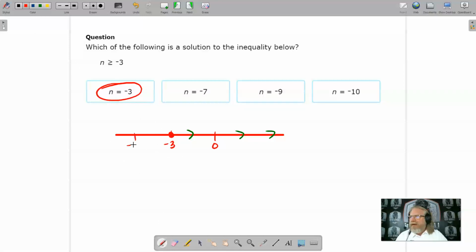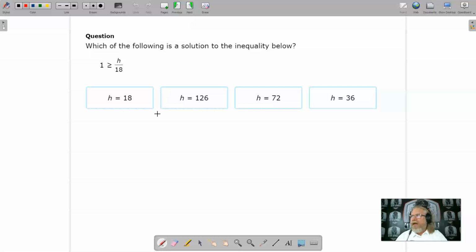-7 is going to be down here someplace. -9 is going to be even further down. And -10 is going to be even further down. So there's only one correct answer here. Plus, whenever it says which of the following is a solution, that's singular. Notice it doesn't say select all that apply. And so it says which of the following is a solution. So usually this is a good clue that there's just one correct answer. Usually the ones you got to watch for is whenever it says select all that apply.